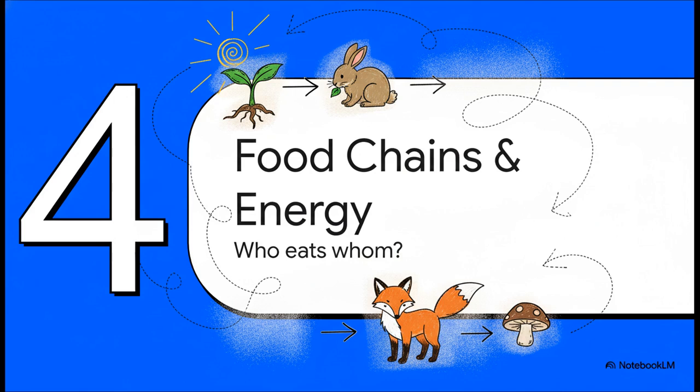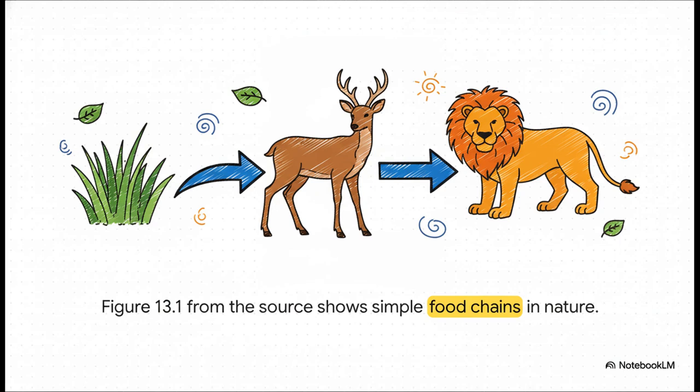This process of eating and being eaten forms a sequence, and this is what we call a food chain. Let's see how it works. A food chain simply shows who eats whom in an ecosystem. It shows the flow of energy.